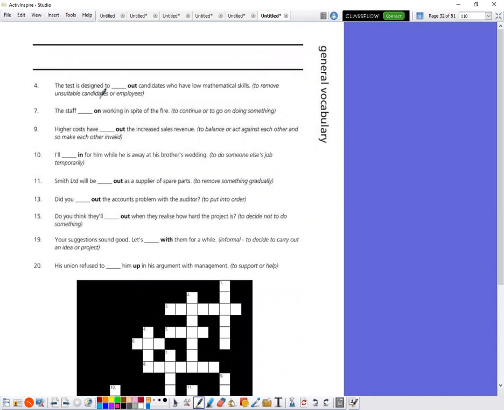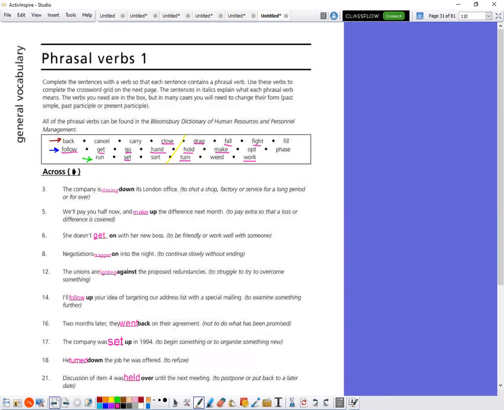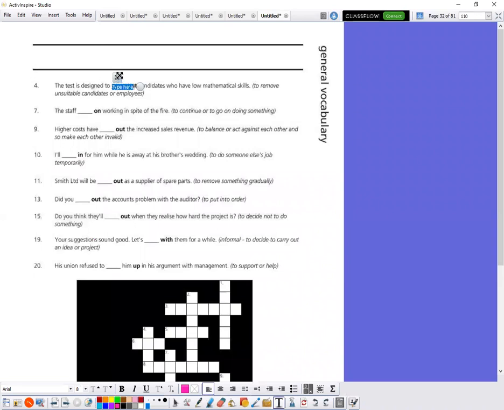Number four: the test is designed to out the candidates who have low mathematical skills. It means to remove unsuitable candidates or employees. So the answer is in the green line, the last line. Weed. Yes, to weed means to remove.